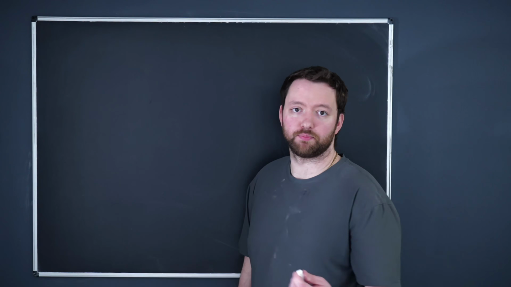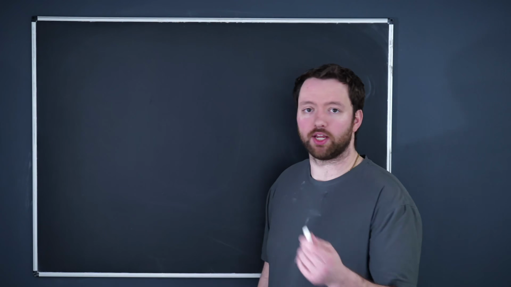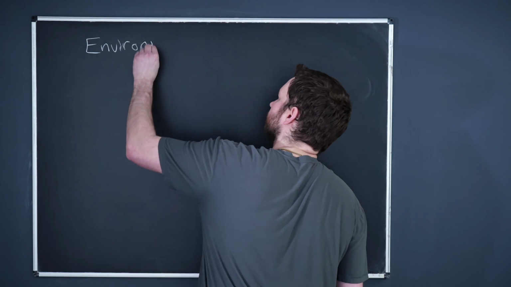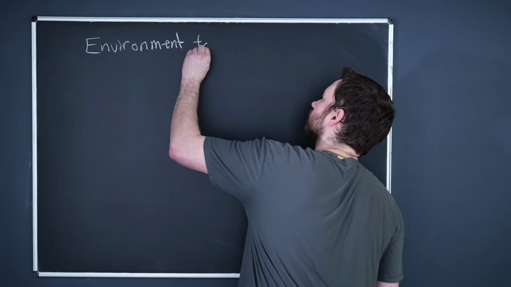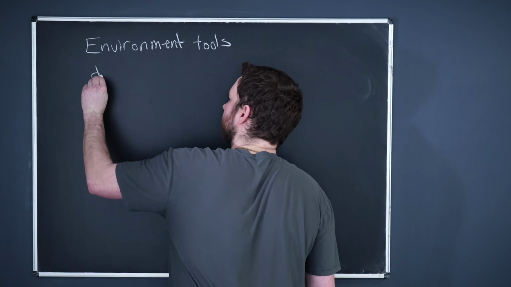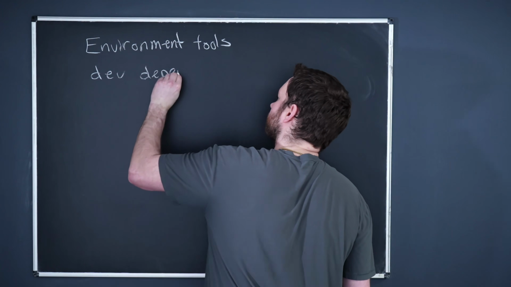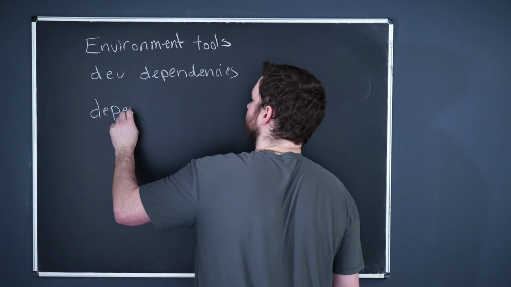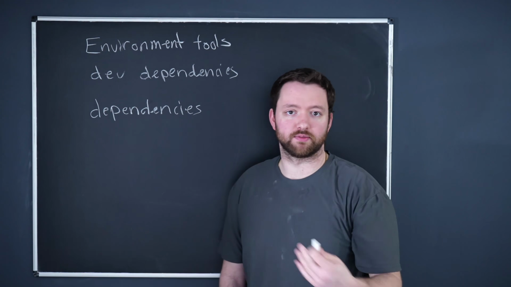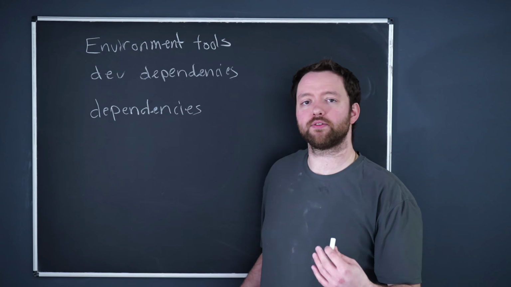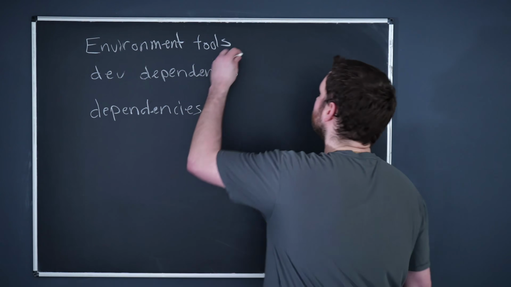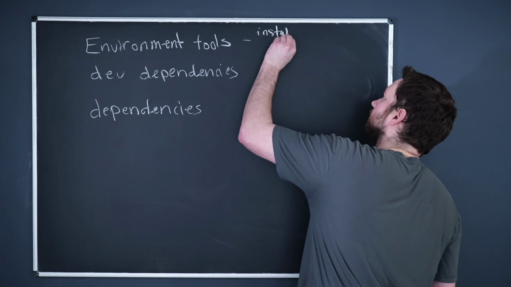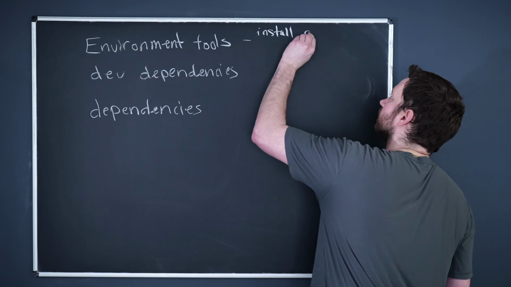So let's first talk about dependencies and clear up some vocabulary and potential confusion. So when we are building software, we could have environment tools, we could have dev dependencies, and we could have actual dependencies. You should understand the differences between these. So let's first talk about tooling. These are things that you install on your local machine, and you probably use these to help your development experience.